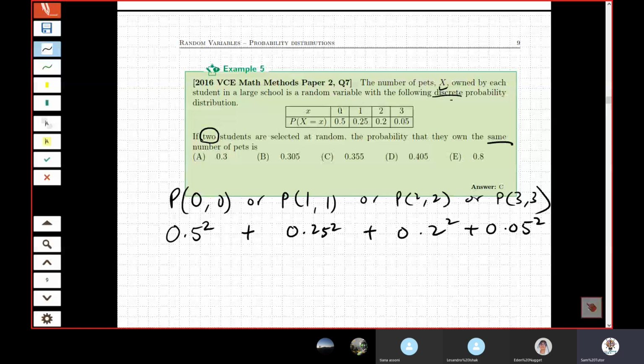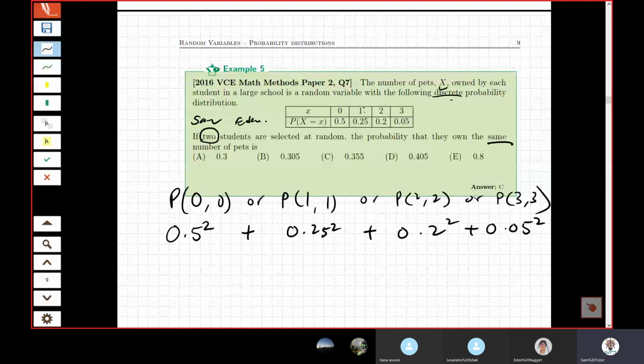Do we understand the logic of what I've just done there? Yes or no? Yes. Okay, sorry. So you can think of it again. You would say Sam and Eden. The probability that Sam has 0 pets would be 0.5. That means Eden must have 0.5 as well, because she's got to have 0 pets. So then 0.5 times 0.5.